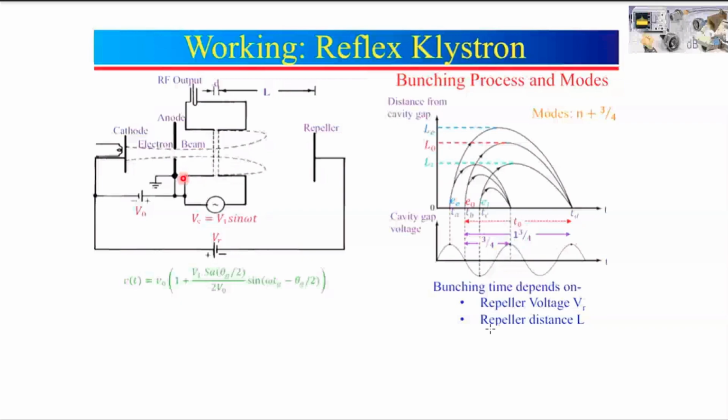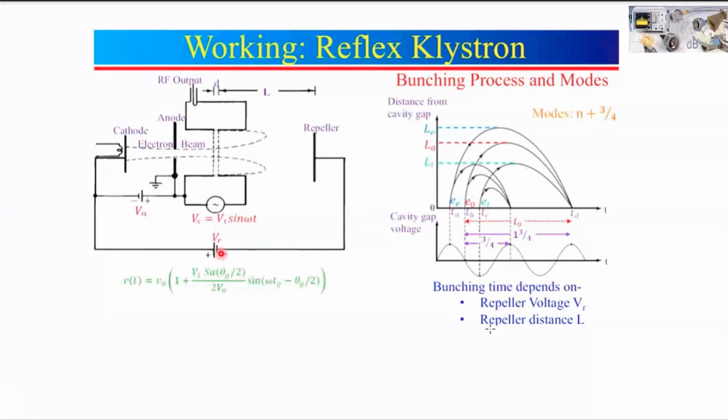Another difference is that in two cavity klystron, at this place there is a collector, which is used to collect the electron beam coming from the output, whereas in reflex klystron there is a repeller plate in place of the collector, which is used to repel the electron beam back to your cavity.